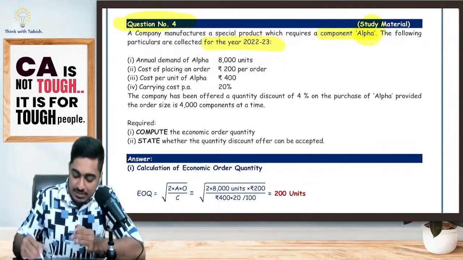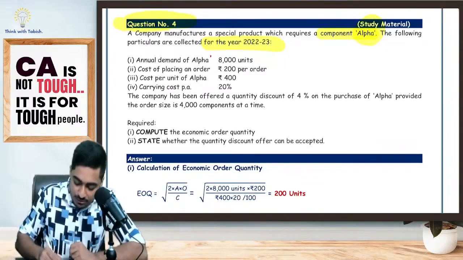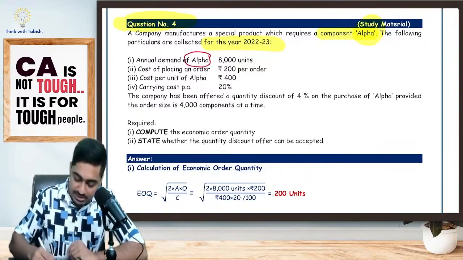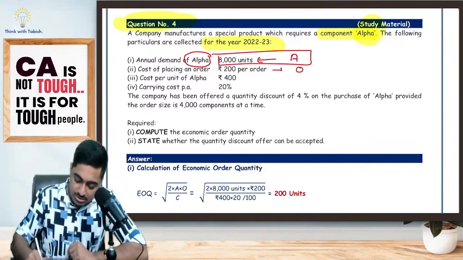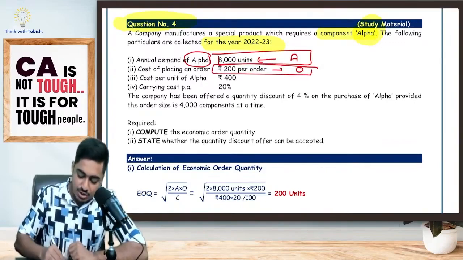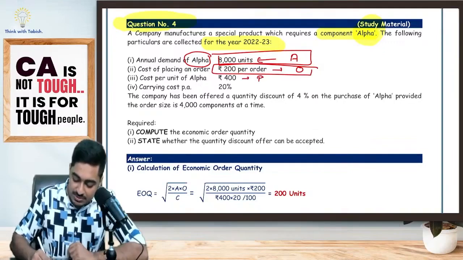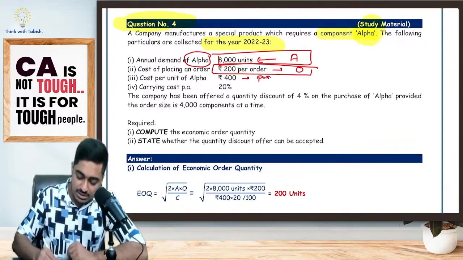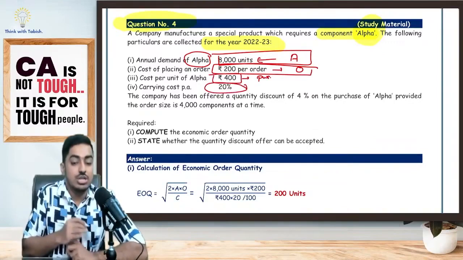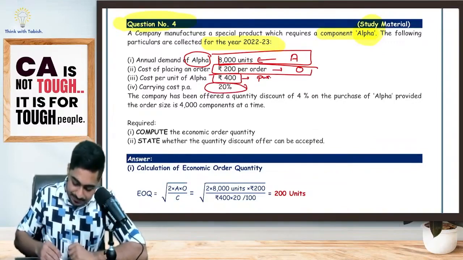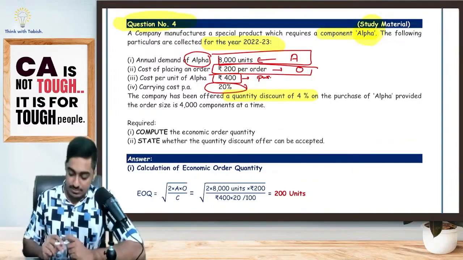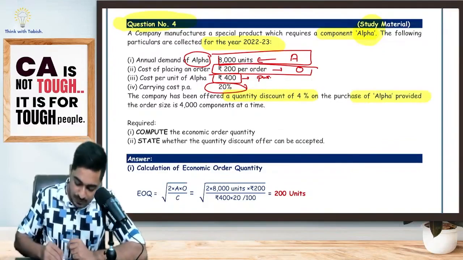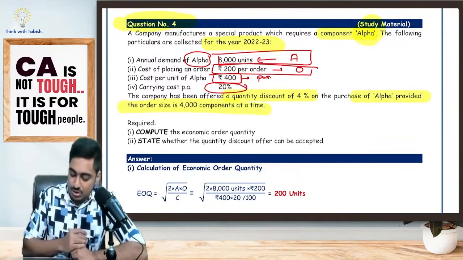Annual demand of alpha. Tell me, what is alpha? Raw material. That means this is my annual demand of raw material. Cost of placing an order, ordering cost, is given. Cost per unit of alpha, purchase price, is given. Every unit I am buying at 400 rupees. Carrying cost is 20%. The company has been offered a quantity discount of 4% on purchase of alpha, provided the order size is 4,000 components at a time.